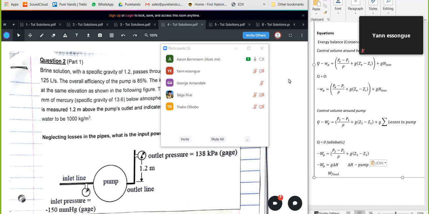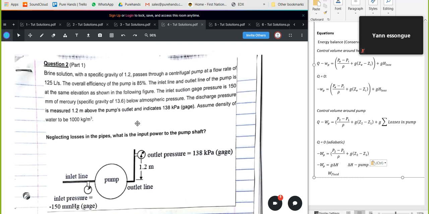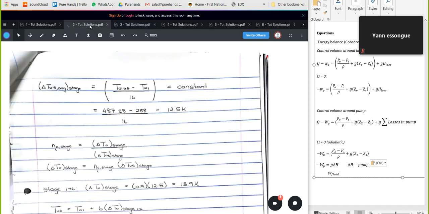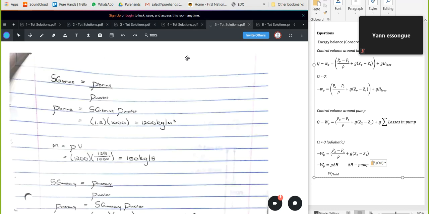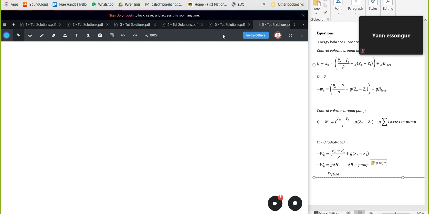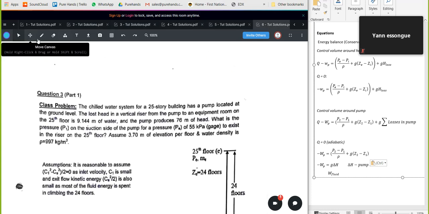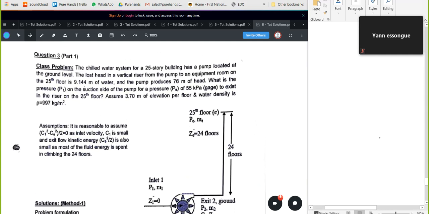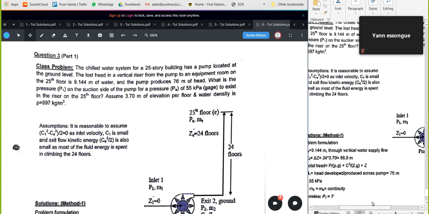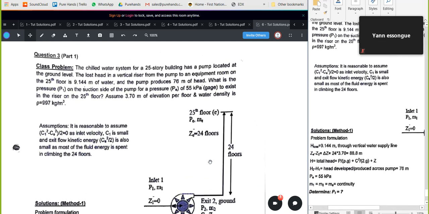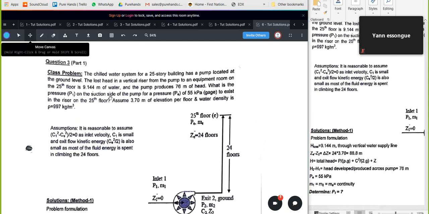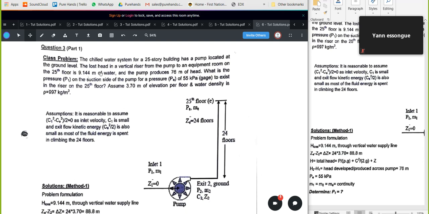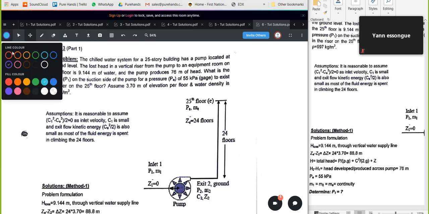Okay, so what we're looking at now is number 3. No, number 2. No, I think it's number 5. Number 6. Yeah, so we're looking at number 6. If we look at the specific question, this is the question up here, the question in the notes that I've said we should look at. Now I'm just quickly going to explain the memo, and then we are pretty much done. Okay, so they say the chilled water system for a 25-story building. Let's get a red pen.